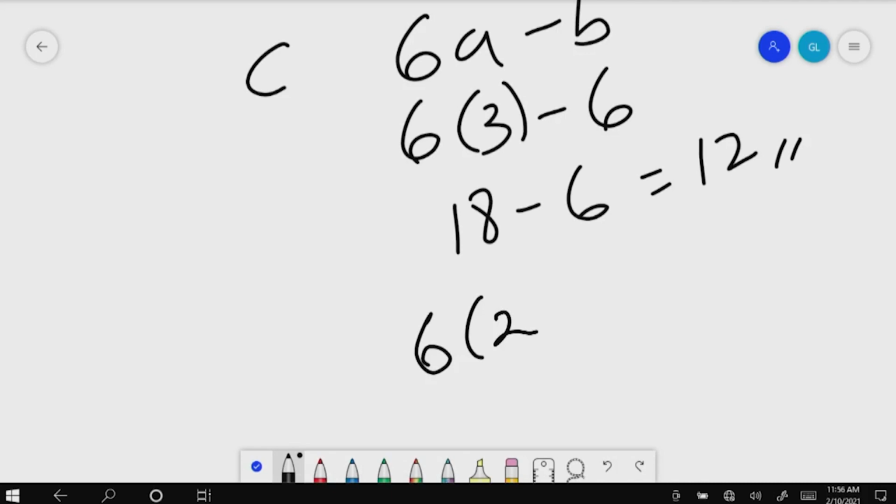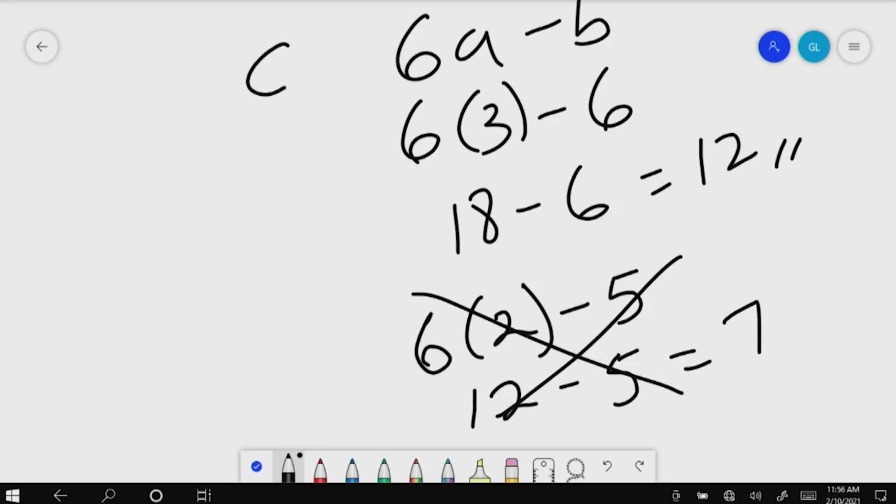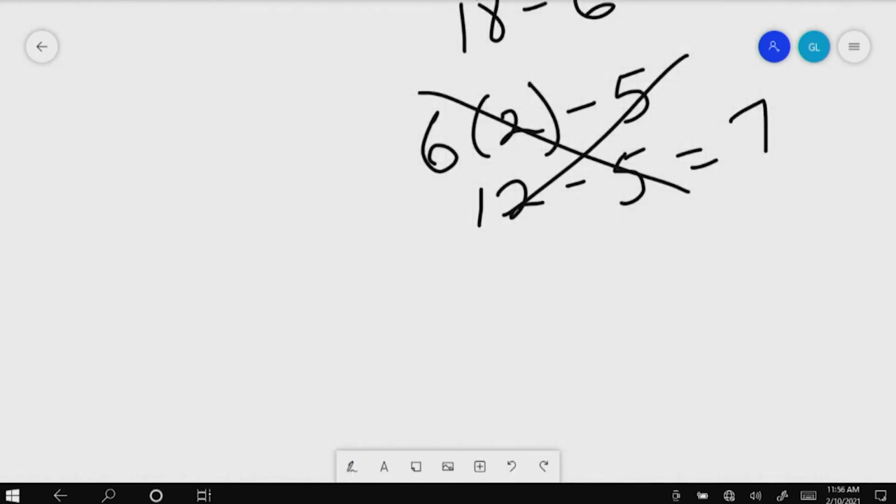6 of 2 minus 5, which should have been 12 minus 5, is equal to 7. Therefore, C did not satisfy our equation. Therefore, C is also incorrect.